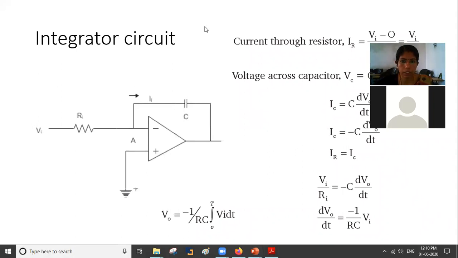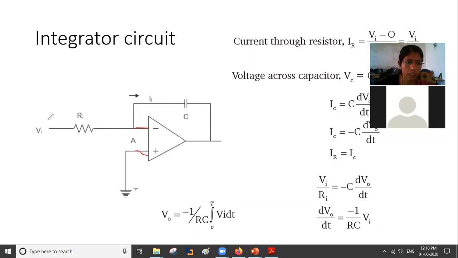That's the only difference with the inverting amplifier circuit. So when we connect a capacitor across it, we have studied about the virtual ground concept and the properties of an op-amp. What are the properties of an op-amp? An op-amp has high input impedance and low output impedance. So you know that at the input terminals, they have high input impedance.